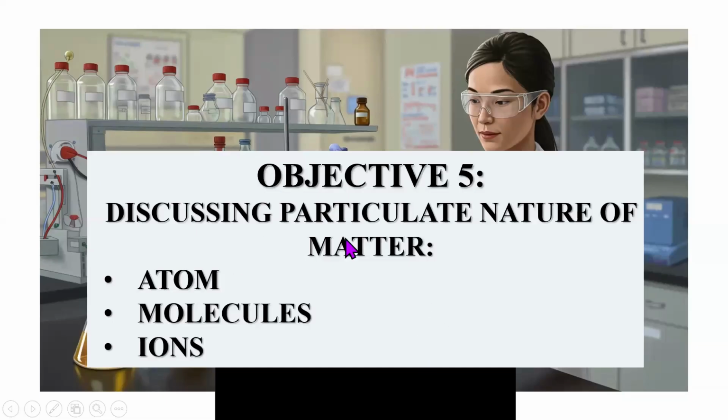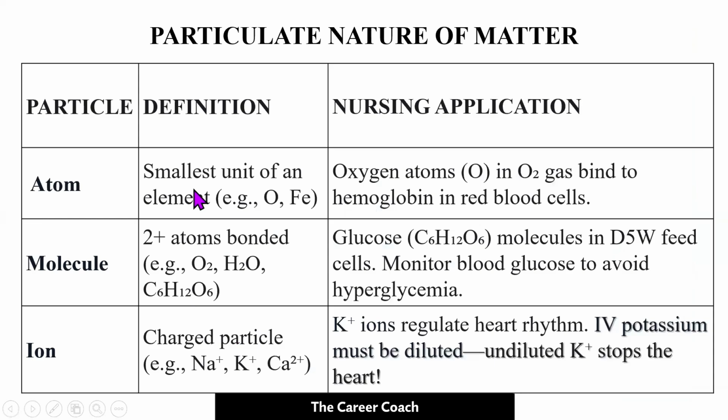Objective number 5. We want to discuss the particulate nature of matter. Atom, molecules, and ion. These are the nature of matter. Let's discuss them. Particle definition, nursing application. Atom. Atom is the smallest unit of any element. Oxygen atom and iron atom are examples. For instance, in nursing practice, oxygen atoms are given as oxygen gas when they are combined. They help to enable patients to breathe well. In terms of administering oxygen gas, they will bind to the hemoglobin in the red blood cells.